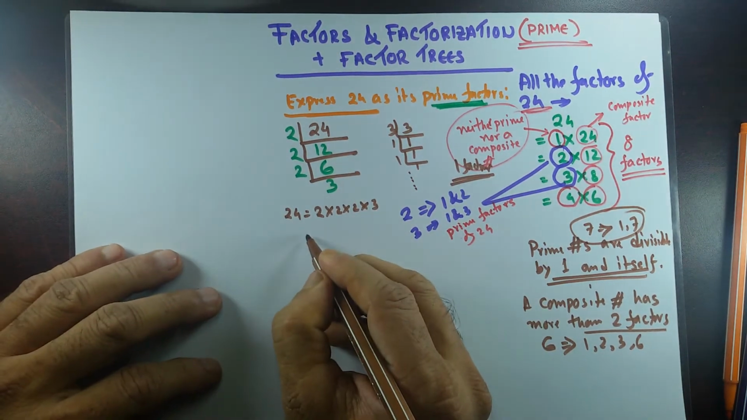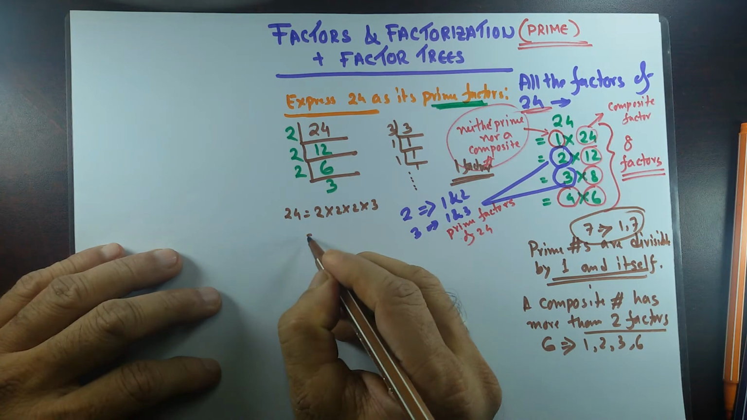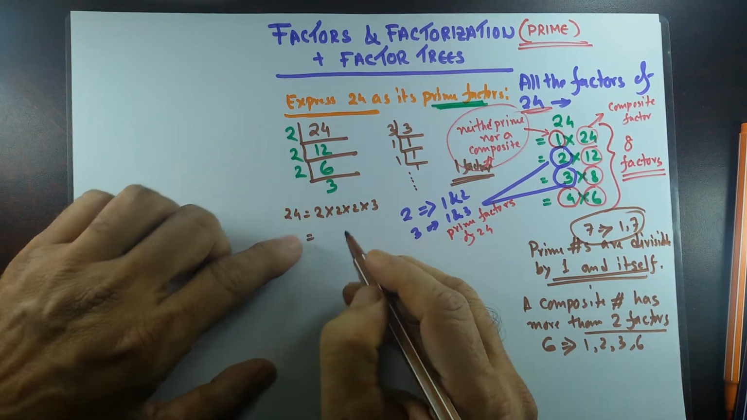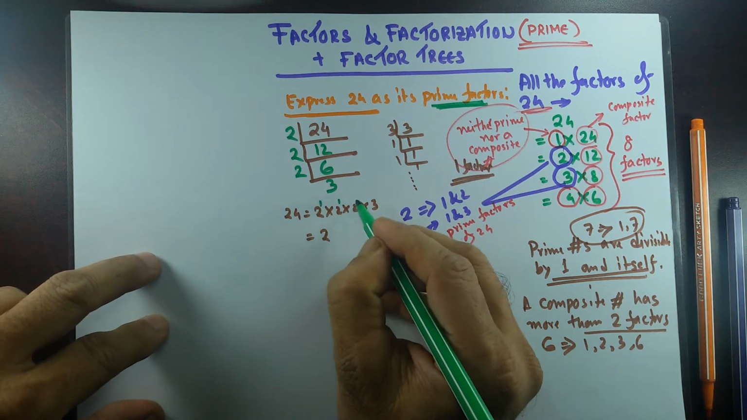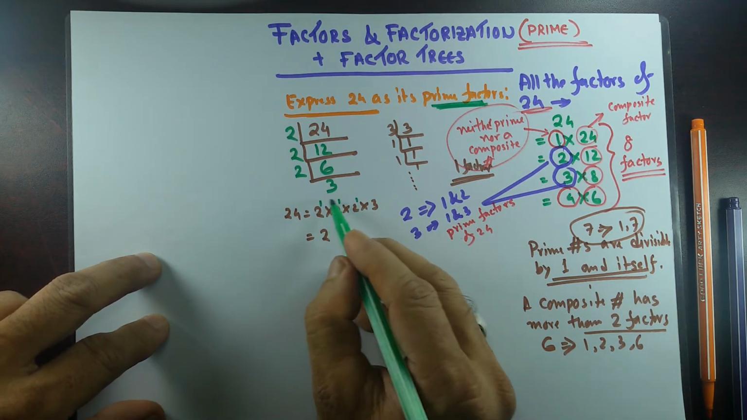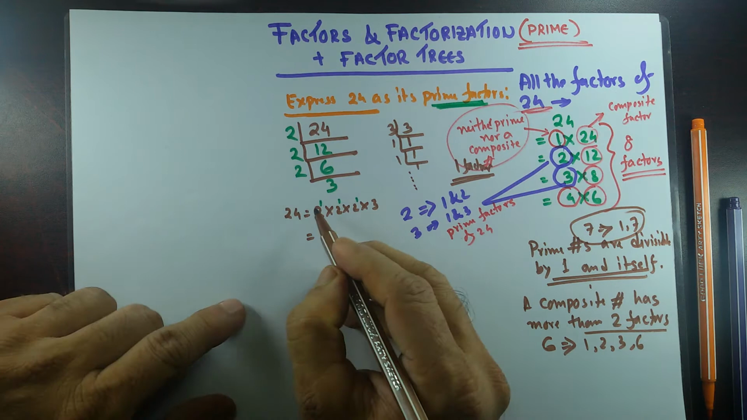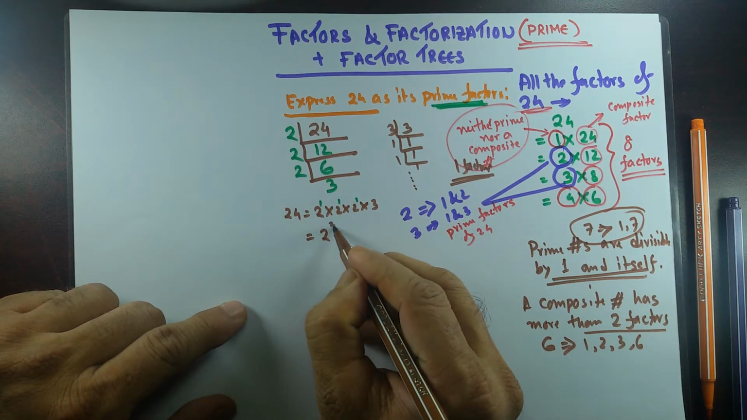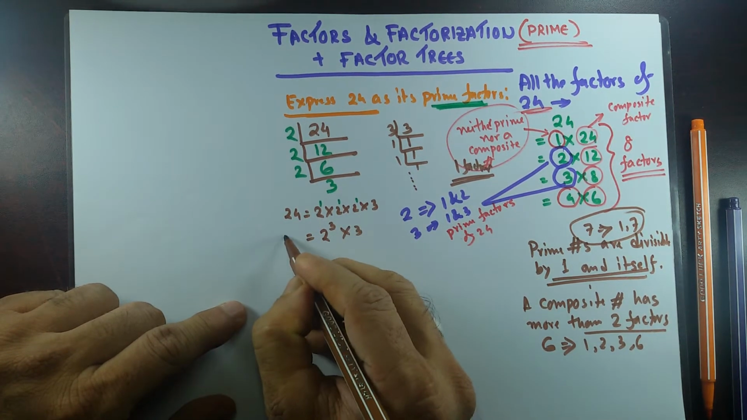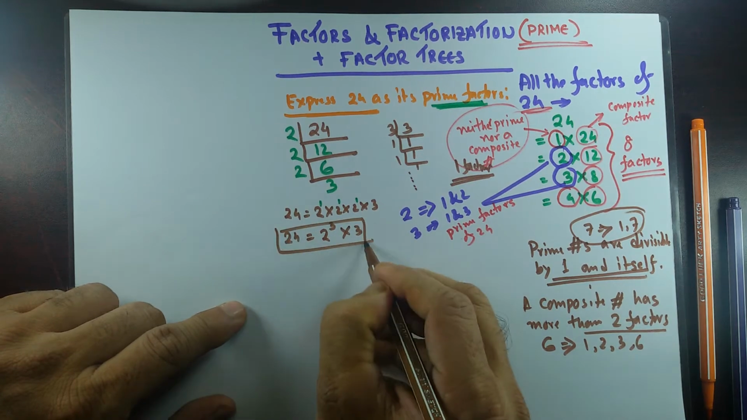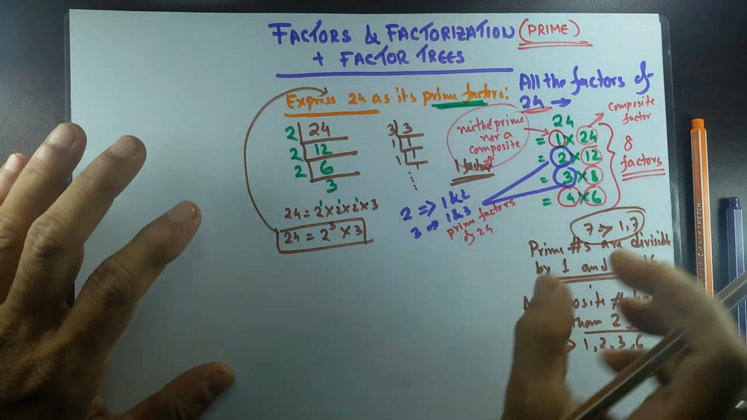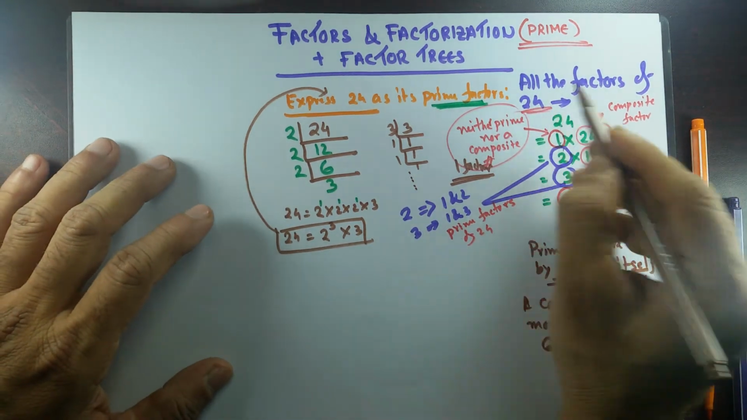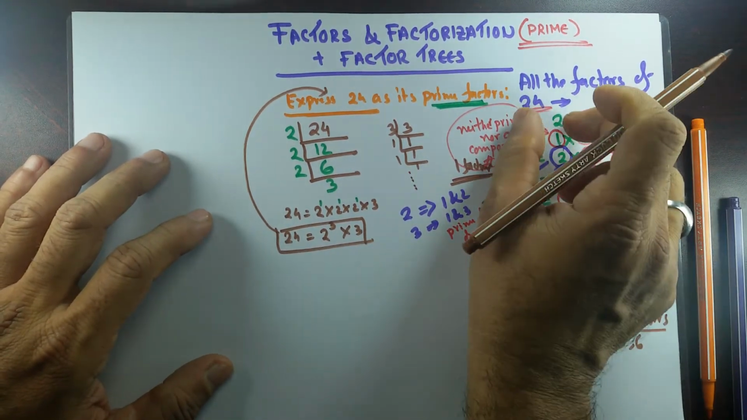If you want to go further, you can use the index notation: 2 multiplied by itself 3 times. When the base is the same, the powers are added. So 1 plus 1 plus 1 is 3, giving 2 to the power 3 times 3. That's 24 expressed as its prime factors. Answer is done.